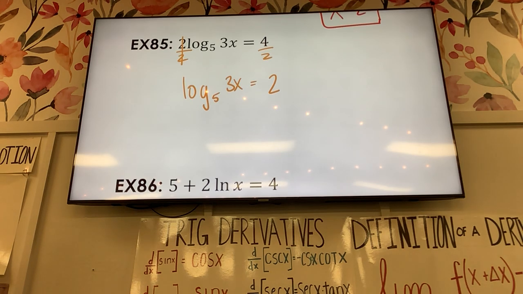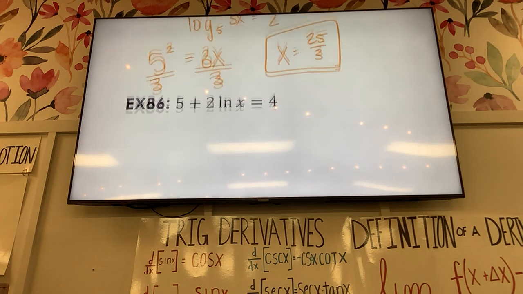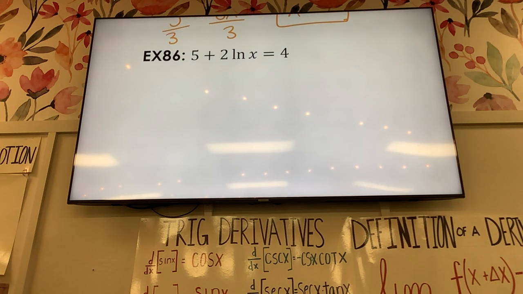What is my base going to be? 5 to what exponent? Squared equals 3x. And the last step to get x by itself? Divide by 3. So you're right, 25 divided by 3. On this one, you can write it as a fraction or a decimal. Doesn't matter, I'm going to leave it like that. When you plug it back into your log, are you positive? Yes, we're good.